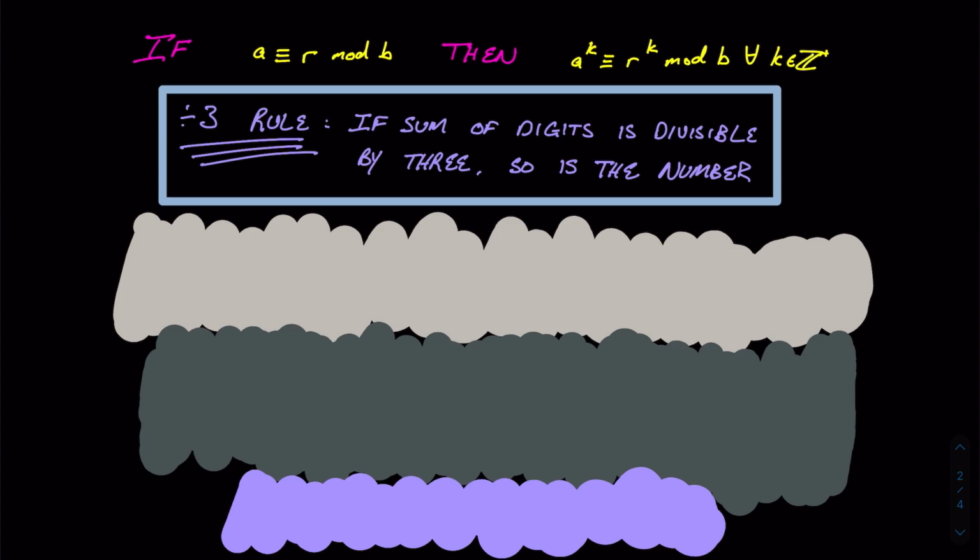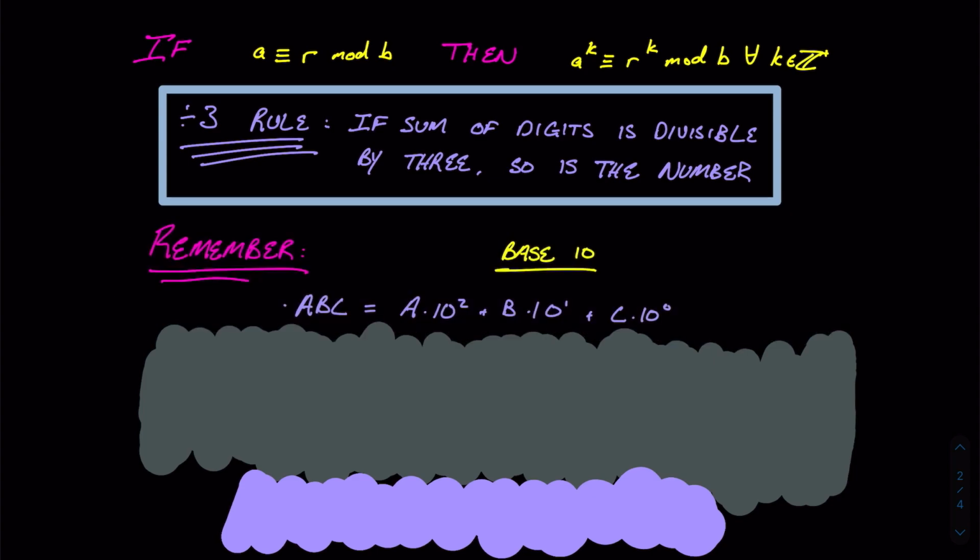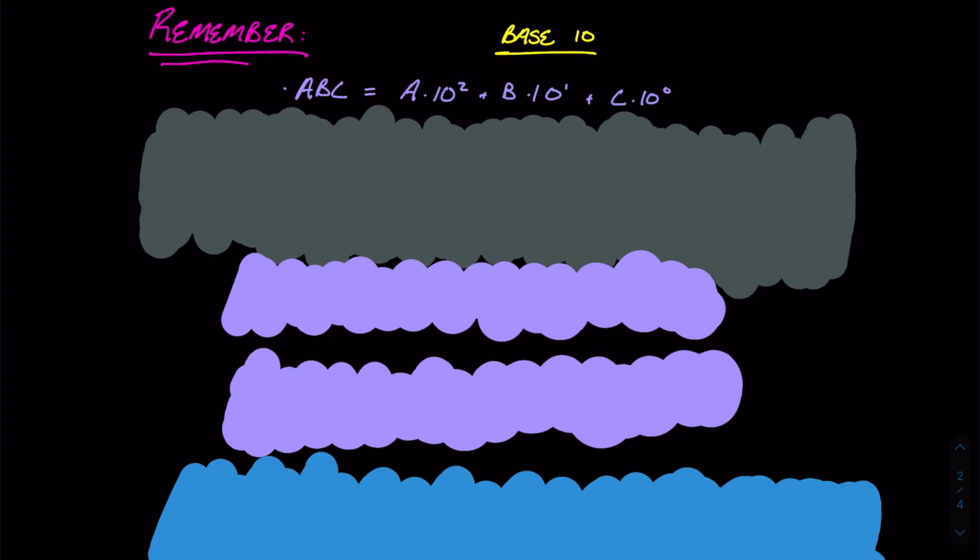So how can this be applied to our divisibility of 3 rule? Remember, the divisibility of 3 rule is that if the sum of the digits is divisible by 3, then so is the whole number. Remember that the numbers we're working with right now are in base 10. So for example, if I have some number abc, where a, b, and c are the digits of the number, this can be expressed as a times 10 squared plus b times 10 to the first plus c times 10 to the 0th.